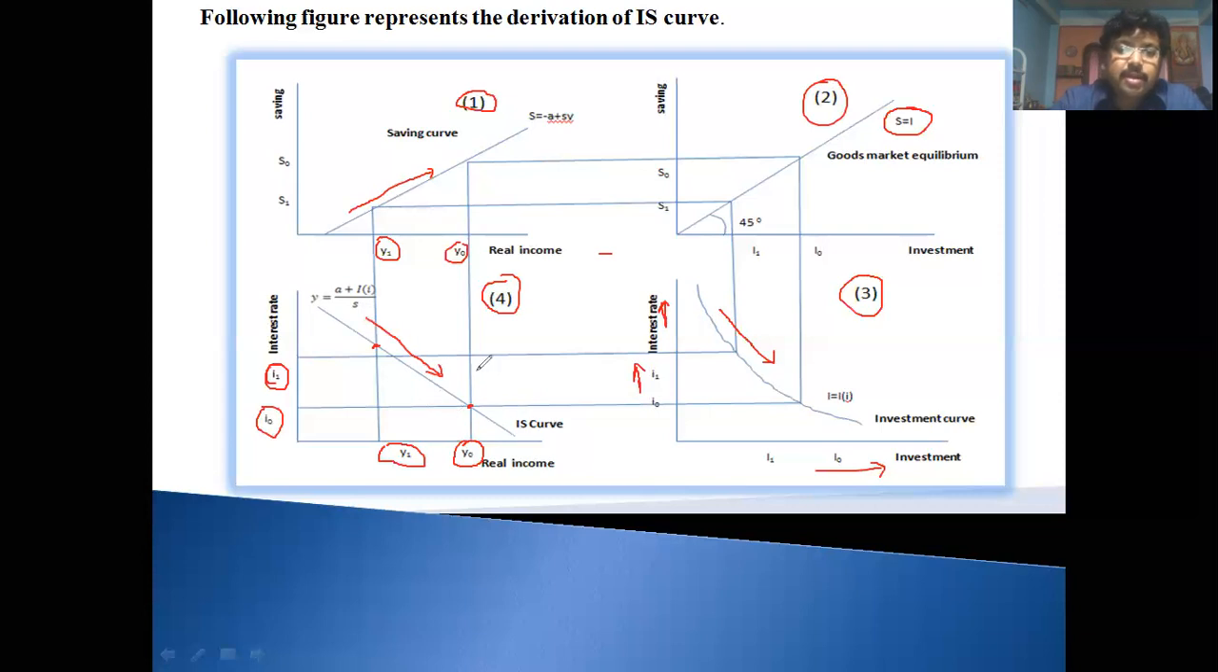What is the IS curve? The IS curve is nothing but the locus of the real income and the market interest rate at which the goods market gets equilibrium. So the IS curve is a combination of real income and the market rate of interest. Now I am erasing all this marking.